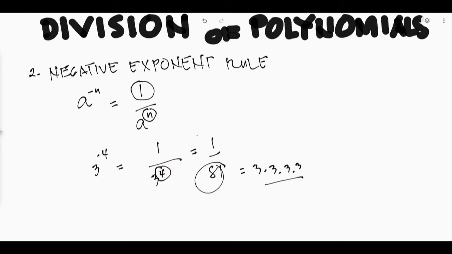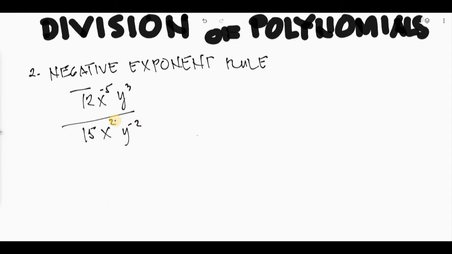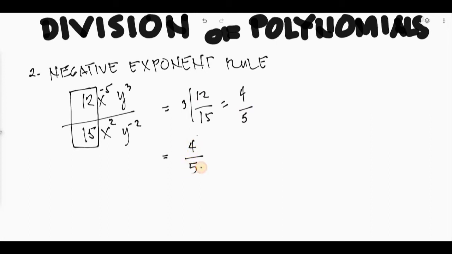Nag-give ako ng example pa para mas maintindihan natin. Right, so this is another example. We have 12x raised to negative 5 y cubed divided by 15x squared y raised to negative 2. So we're going to simplify first the numerical coefficient muna. So 12 over 15 can be divided by 3. So 12 divided by 3, that will give us 4. And 15 divided by 3 will give us 5. Okay? So we're going to write 4 over 5.